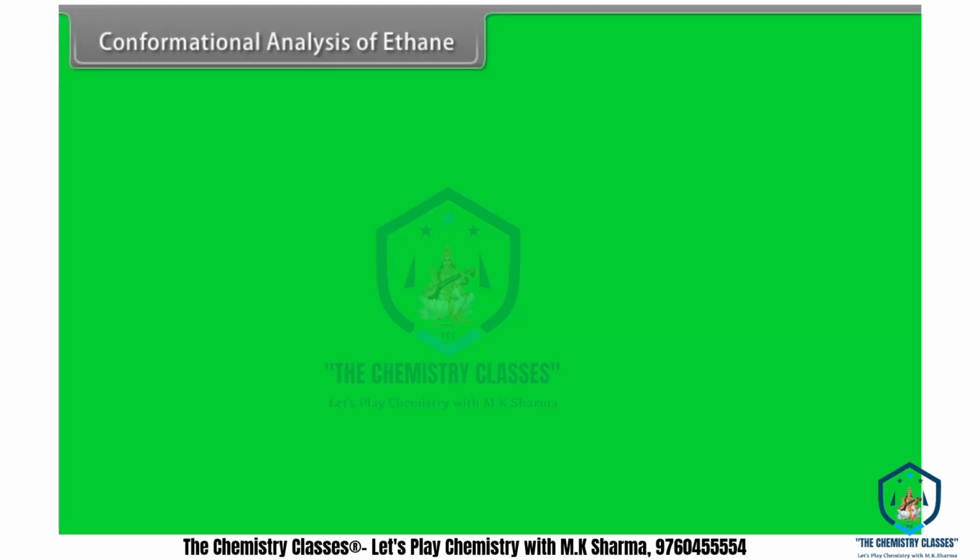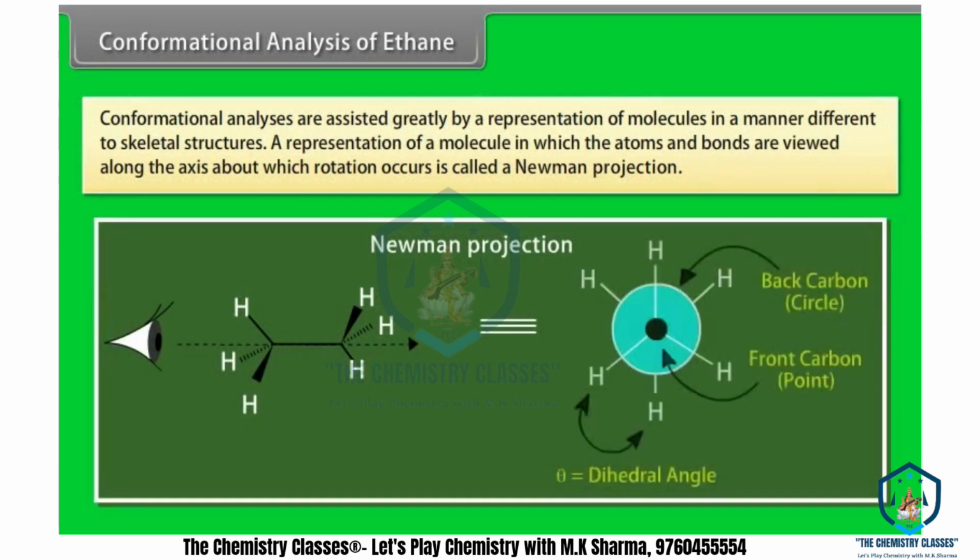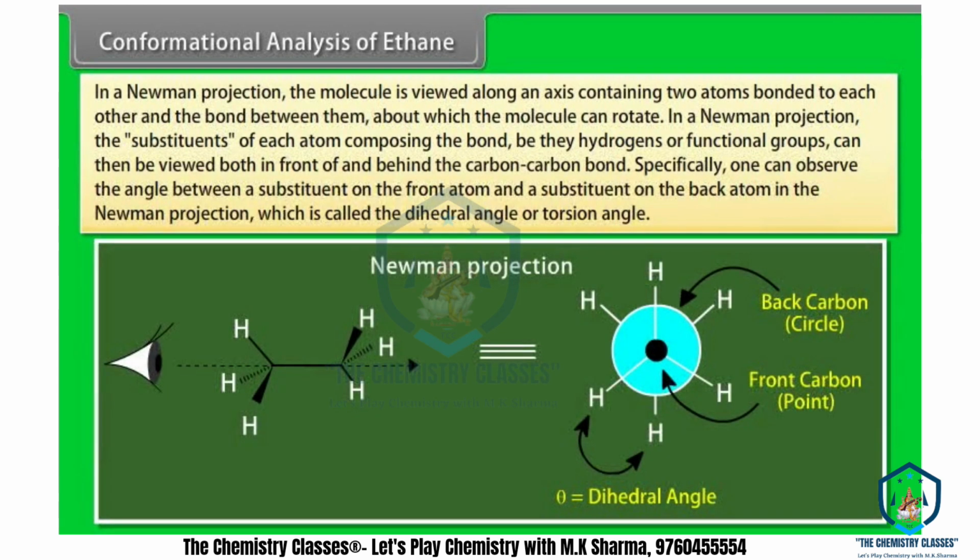Conformational analysis of ethane. Conformational analysis is assisted greatly by a representation of molecules in a manner different from a skeletal structure. A representation of a molecule in which the atoms and bonds are viewed along the axis about which rotation occurs is called a Newman projection. In a Newman projection, the molecule is viewed along an axis containing two atoms bonded to each other and the bond between them, about which the molecule can rotate.